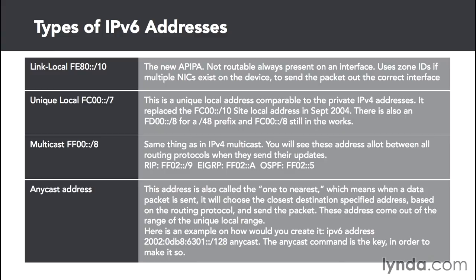But again, if you see something with an FF, right off the bat, that should trigger multicast. Now, we spoke briefly on Anycast addresses. There's the one to nearest. And we made the example that if you're in your home and you're trying to get to a supermarket and you have several public supermarkets near you, you're going to go to the one that's nearest to you.